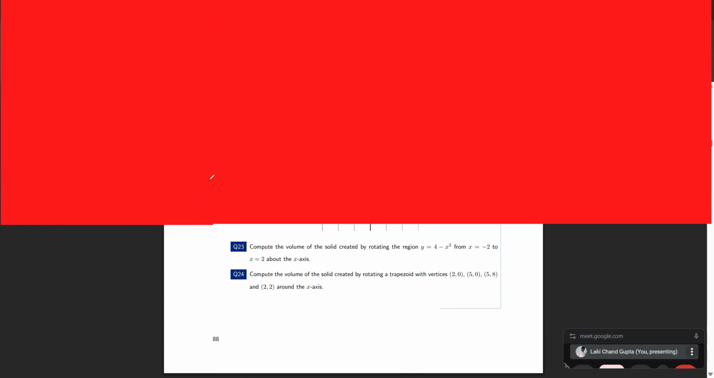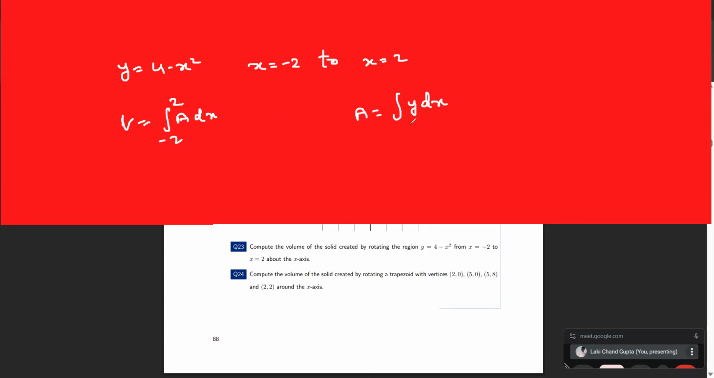Okay. So see question number 23. Compute the volume of the solid created by rotating y is equal to 4 minus x square. So volume is what? Area dx. First we find the area. What is area? Y dx, right?